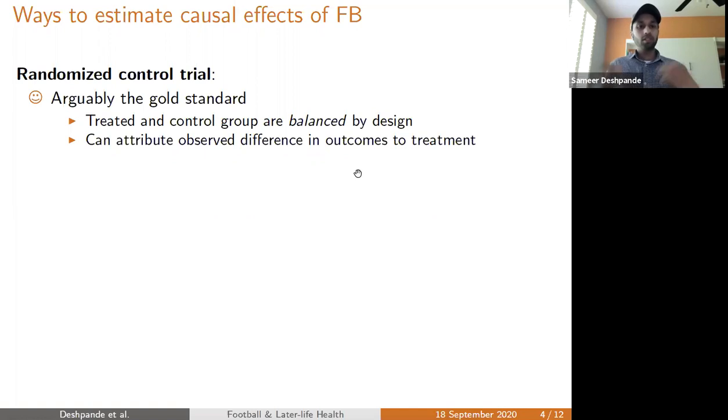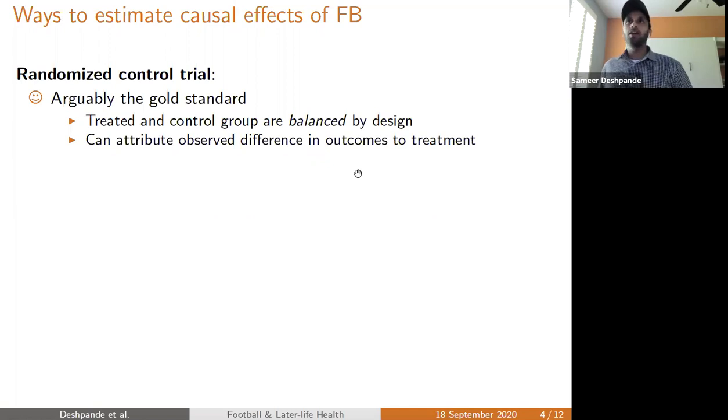So I ran this RCT, which seems simple enough: you get a bunch of kids, you flip some coins, you randomly allocate football participation, and then you wait for, I don't know, 10, 15 years and see how they're doing. So this seems like a pretty straightforward way to estimate the causal effect.